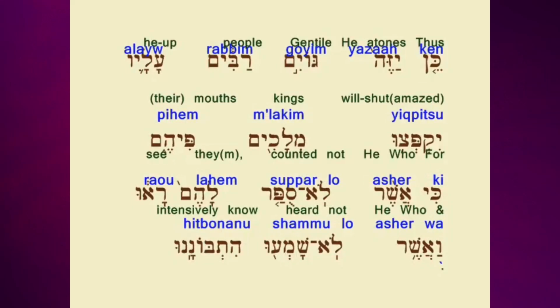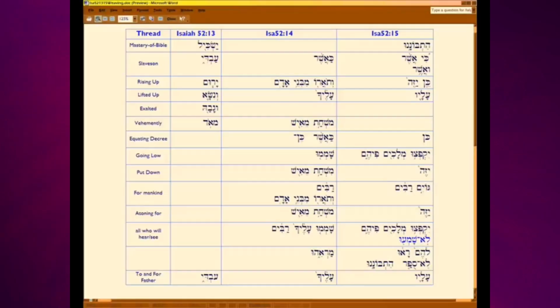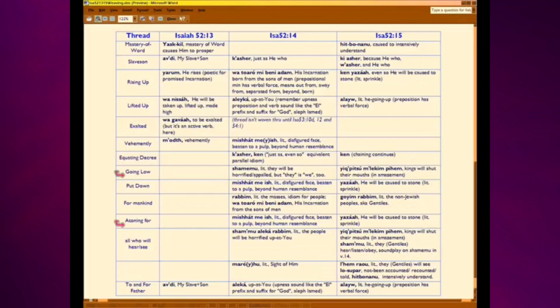Now, they're closing their mouths. The kings, they shut their mouths in amazement. That's a parallel and a pairing to shamemu in 52:14. Remember how it started out? Ka'asher shamemu alecha rabim. Well, now the Rabim are the Goyim instead of the Jews. Okay? And instead of alecha, it's alav. And it's yiktz'tzu melachim pihem. The melachim in view here are the Gentile kings. Okay, they're shutting their mouths in amazement.